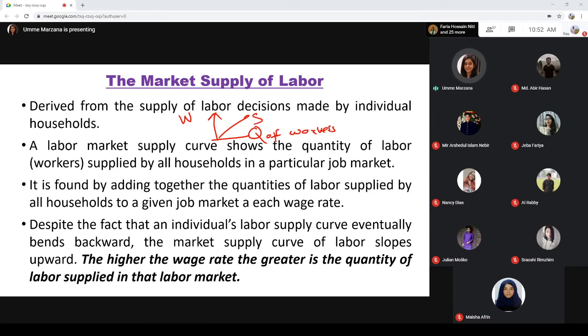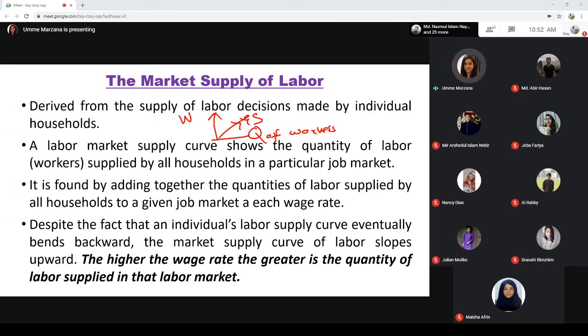And generally, your market supply curve for labor is also upward sloping. At a higher wage, if offered in a specific industry, more people, more workers would be willing and able to work. Quantity supplied will rise. Whereas if the wage decreases, fewer workers will be willing and able to work. For example, if you look at the teaching industry, if you see that teachers are now being paid a higher wage, a higher salary, more people would be willing and able to work in this industry. So quantity supplied will rise. The opposite will happen if the wage falls.